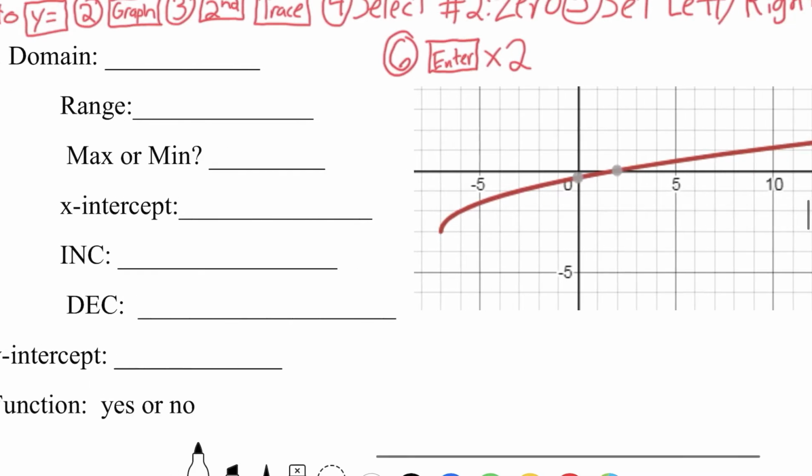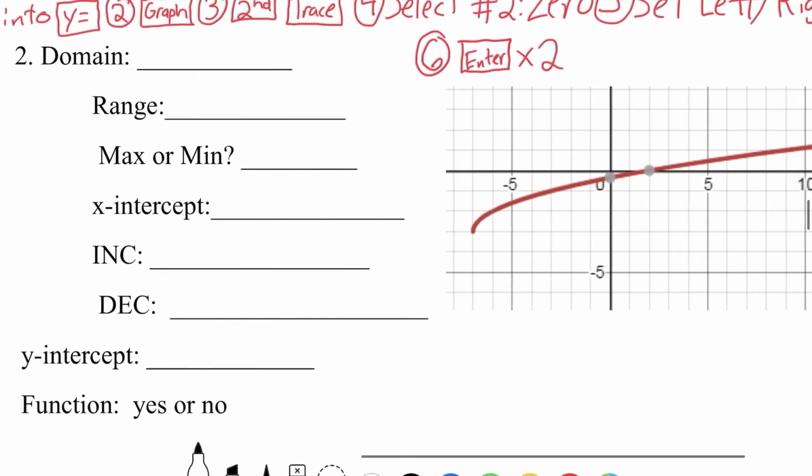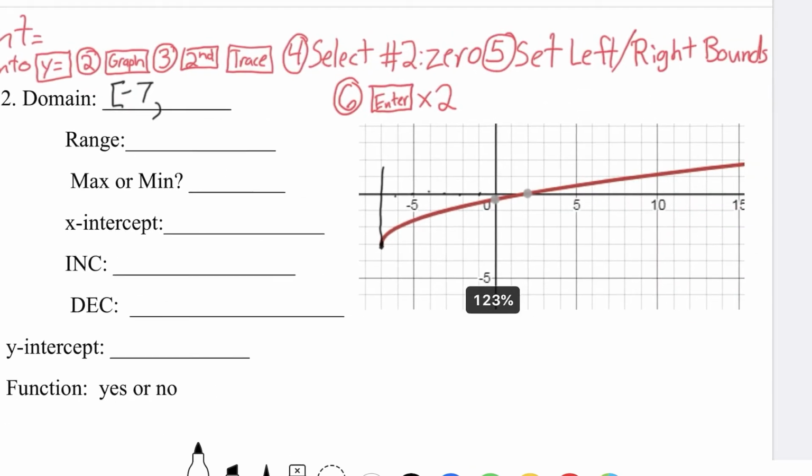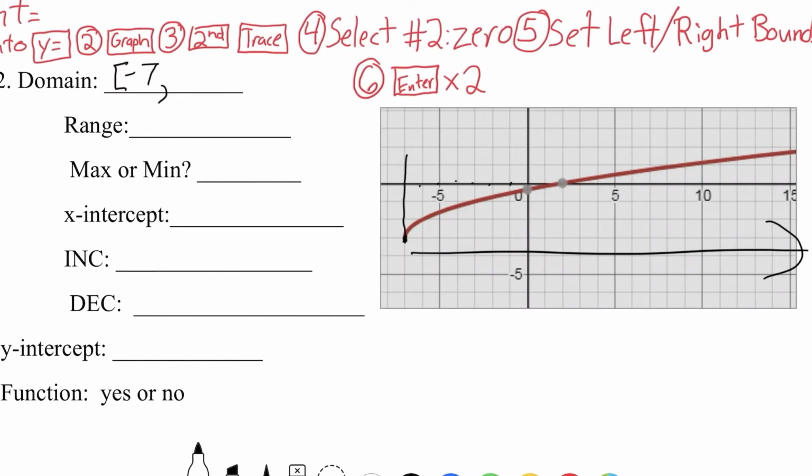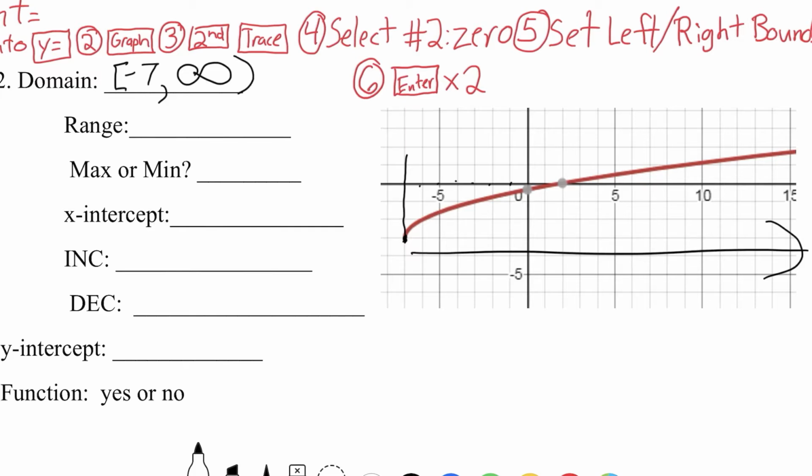Number 2, again, we're given a graph, so we're going to look at this graph. In this case, it is not a typical quadratic that we are used to. So we have to look at this a little bit more carefully. We're going to see that our smallest x value is at 1, 2, 3, 4, 5, 6, 7, so negative 7. There is a point there, so we have including negative 7 as our smallest x value. And then our graph is going to keep going to the right forever and ever and ever. So our biggest x value is positive infinity.